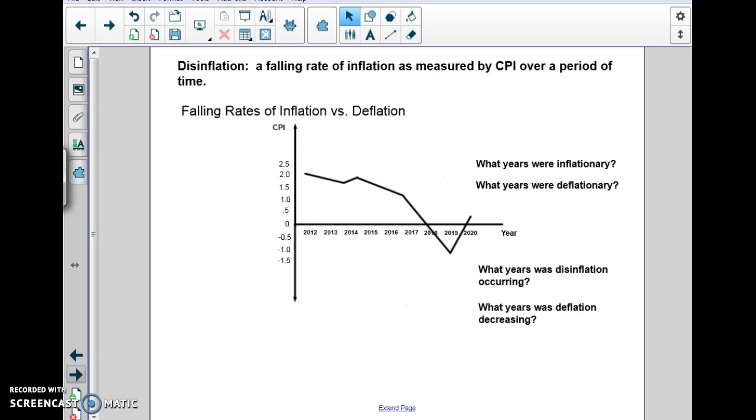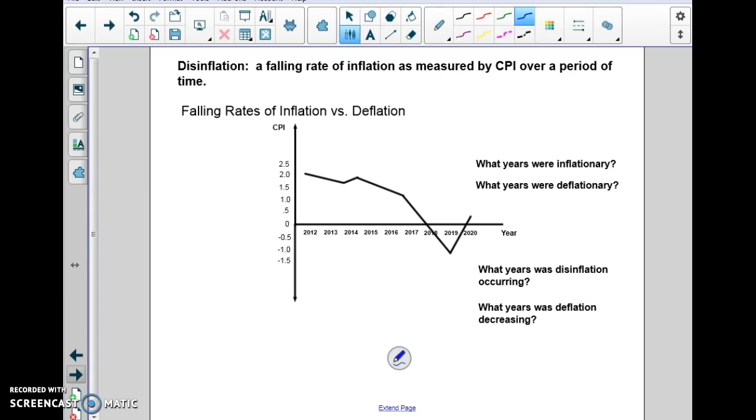We also have a concept called disinflation. Disinflation does not mean that prices are falling. That means that the inflation rate is falling. So if in 1 year you have 8% inflation and the next year you have 6% inflation, you can see prices are still rising, but they're rising at a lower rate. That's called disinflation.